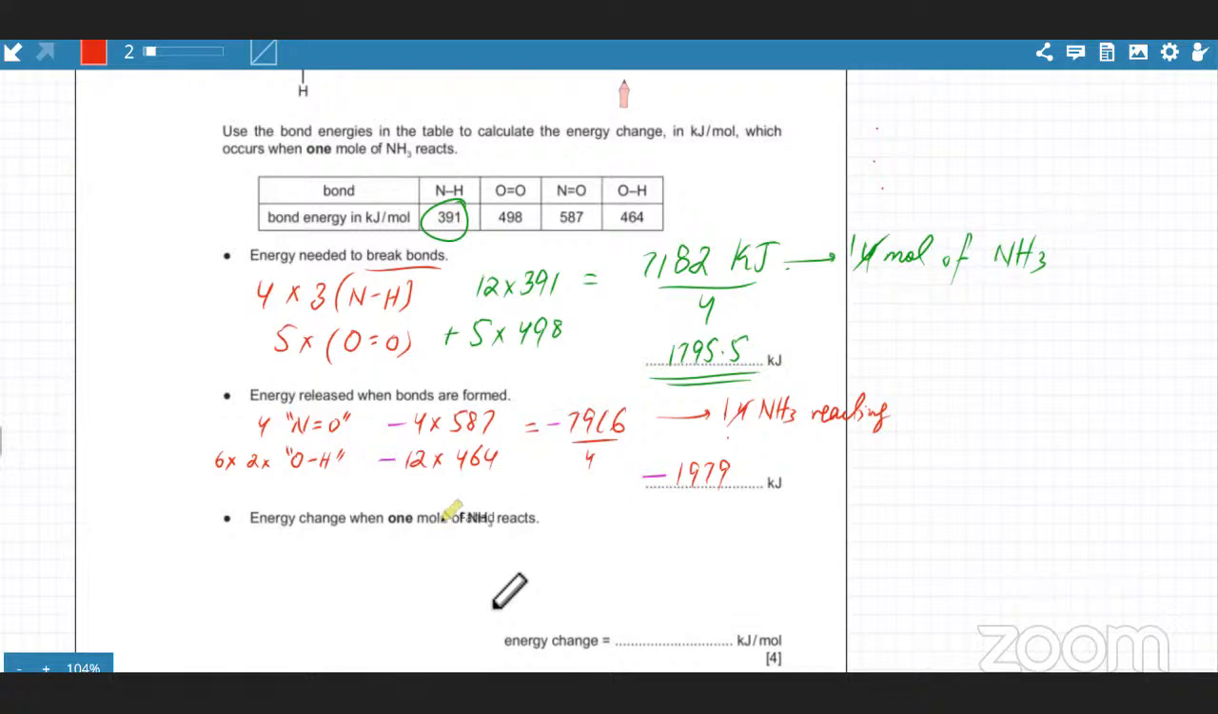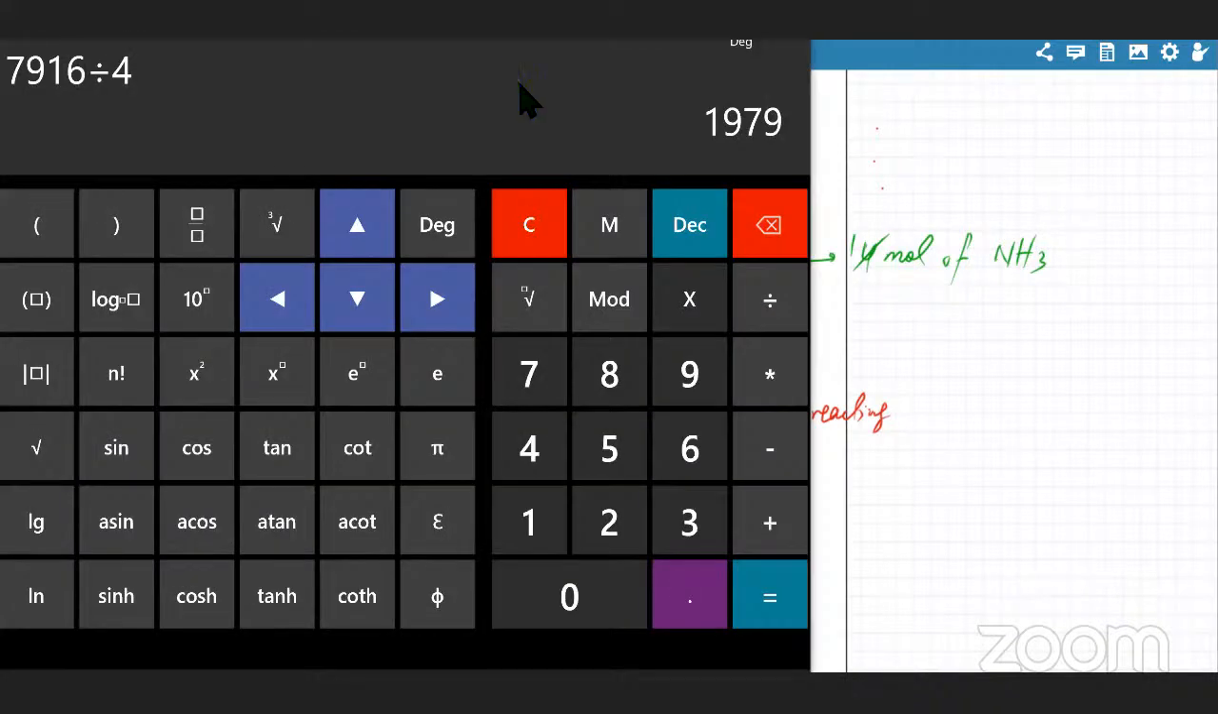So energy change when 1 mole of NH3 reacts, that's going to be the sum, the overall energy change. So it's going to be the bonds broken, which is 1795.5, and minus the bonds formed, so it's minus 1979. One part is endothermic, bonds broken. The other part is exothermic, bonds formed, so that's in minus. Sum them up. So I'm going to add them up.